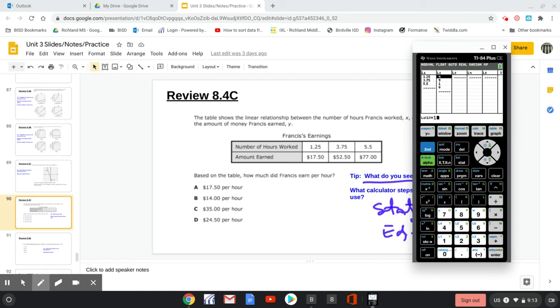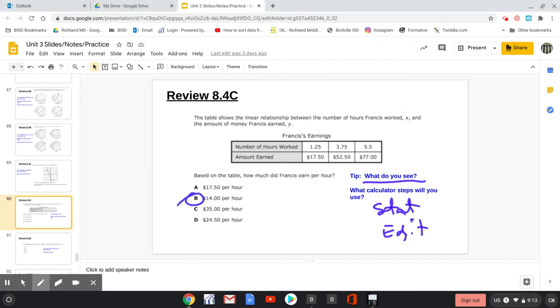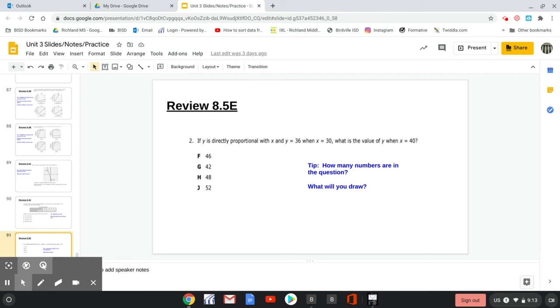I'm going to put 17.50. I'm going to put 52.50. And I'm going to put 77.00. I'm going to delete that 0. And I'm going to hit stat, tab, 4. And I'm going to enter all the way down. And based on this, we know they make $14 an hour. Let's look at another one.